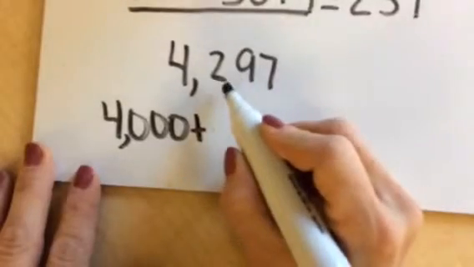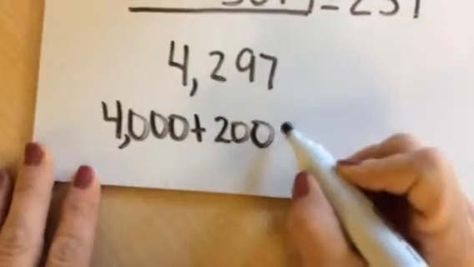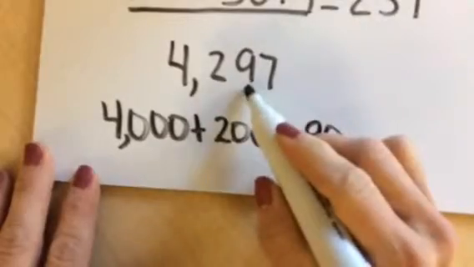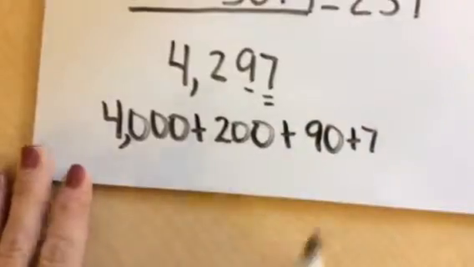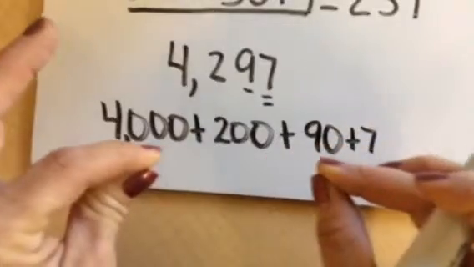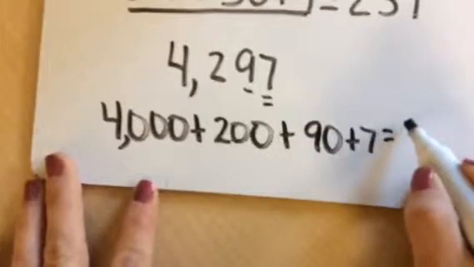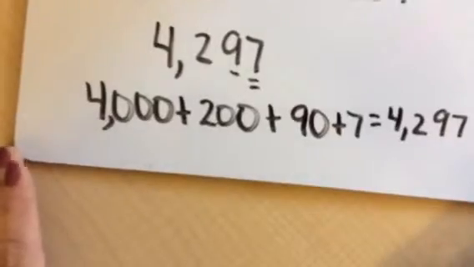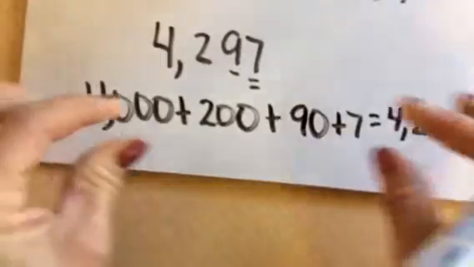Plus, I'm going to look at my next place value, and I'm in the hundreds place value here, and there's a 2, so 200. Here we go. Plus, what's in the tens place? Oh, a 9, so it's 90, right? We have 2 digits in tens place. And then I'm going to just look at that ones place, and it's a plain old 7. So look at how much I've taken the standard notation of 4,297, and I've expanded it out to equal 4,000 plus 200 plus 90 plus 7, which equals that standard notation of 4,297. Okay?